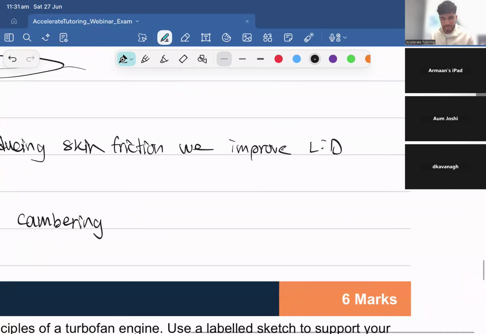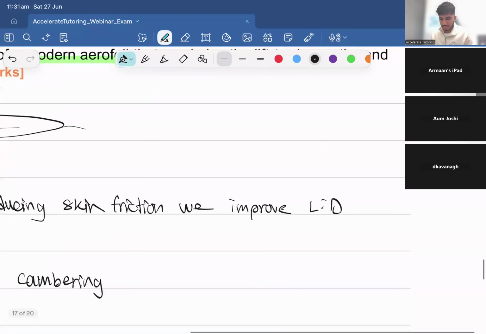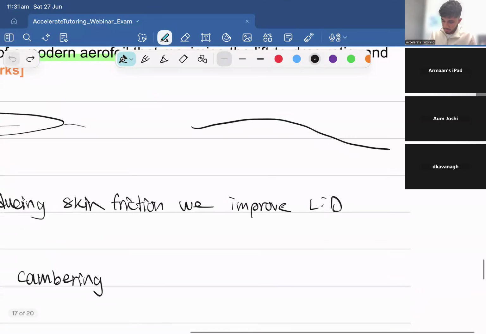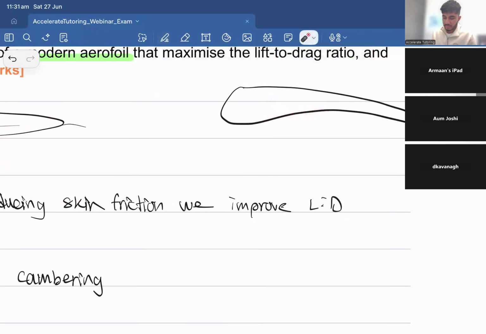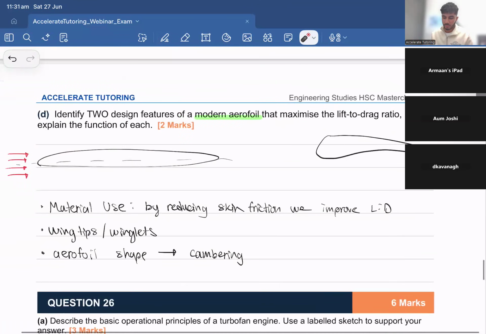Cambering essentially is something that is done to airfoils where they get a curved shape. That's what cambering means. Essentially, it just helps produce greater amounts of lift at lower speeds as well. That's essentially all it does. But yeah, all three of these are perfect. So you can say winglets technically, you can talk about material use, airfoil shape, airfoil designs. That's where cambering comes in. All of them are completely acceptable to include.